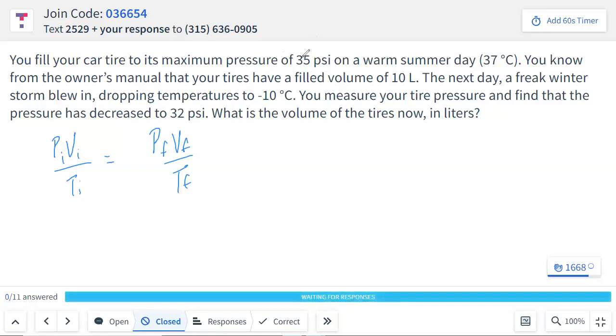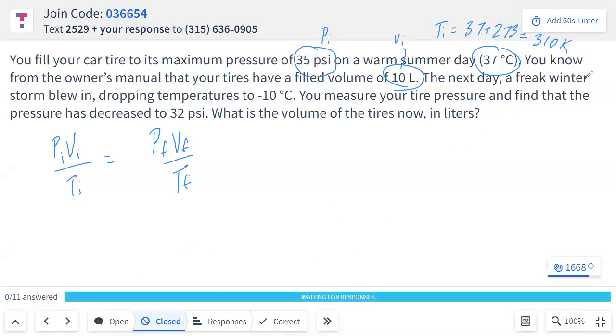So we're starting with 35 psi, so that is our initial pressure. 37 degrees Celsius would be our initial temperature. But remember, we have to convert that to Kelvin, so I need to add 273. 37 and 273 give me a total of 310 Kelvin. And my initial volume is 10 liters.